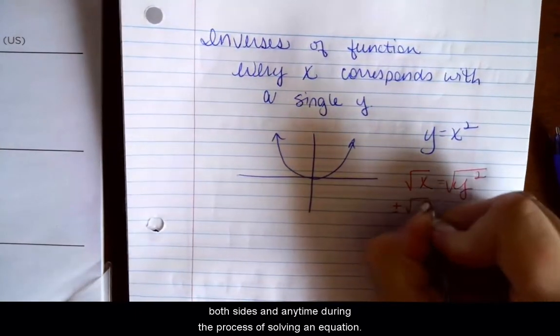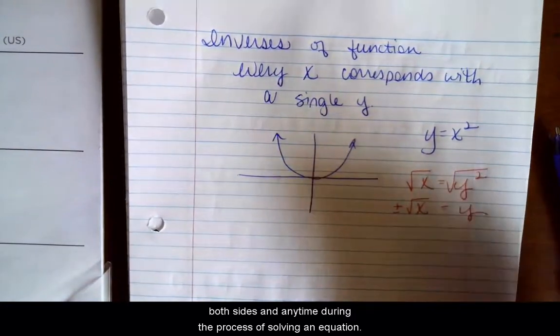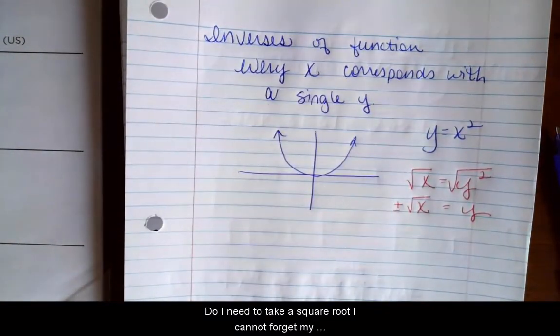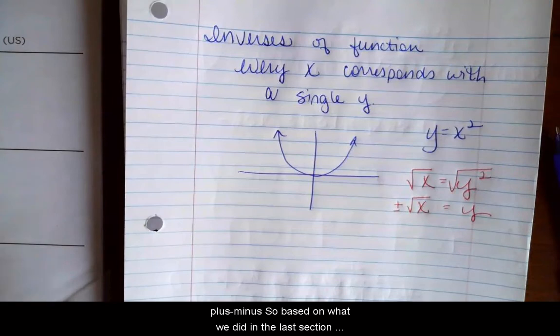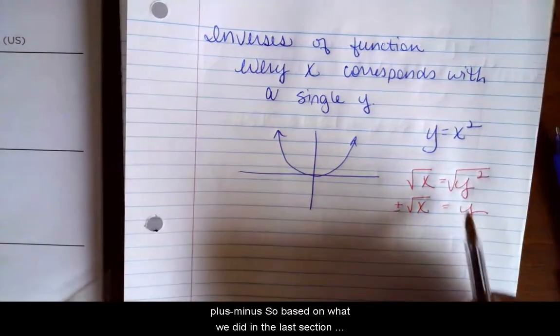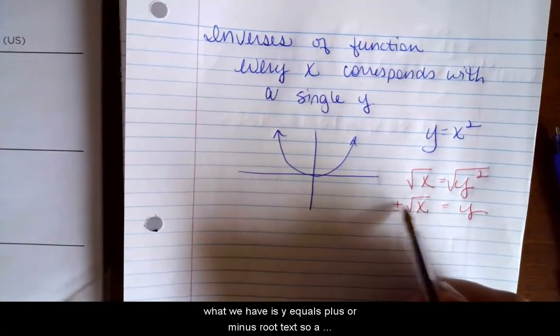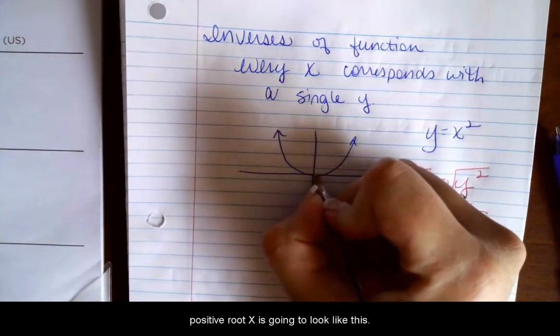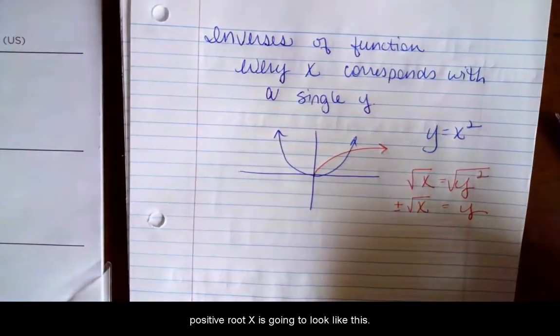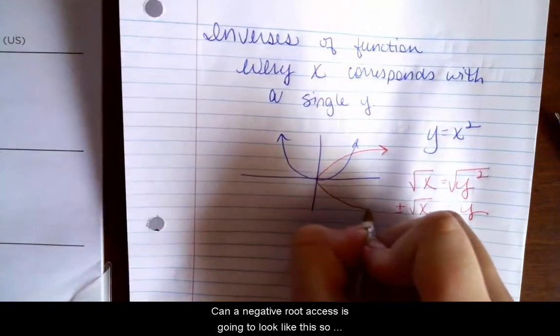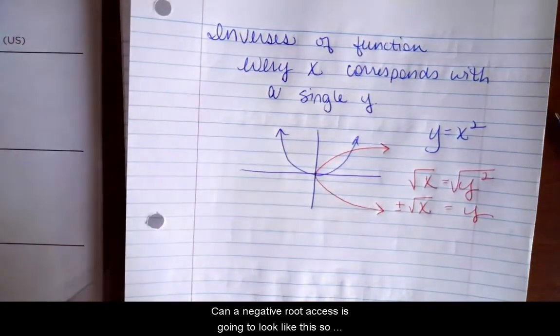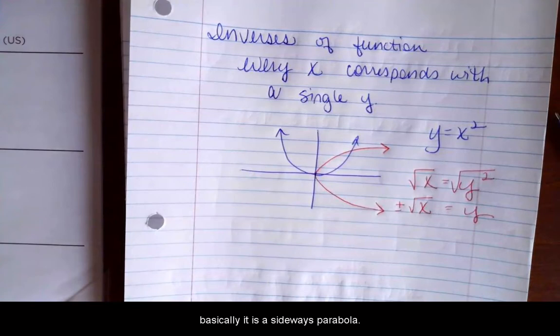And any time during the process of solving an equation that I need to take a square root, I cannot forget my plus minus. So based on what we did in the last section, what we have is y equals plus or minus root x. So a positive root x is going to look like this, and a negative root x is going to look like this. So basically, it is a sideways parabola, is what we have.